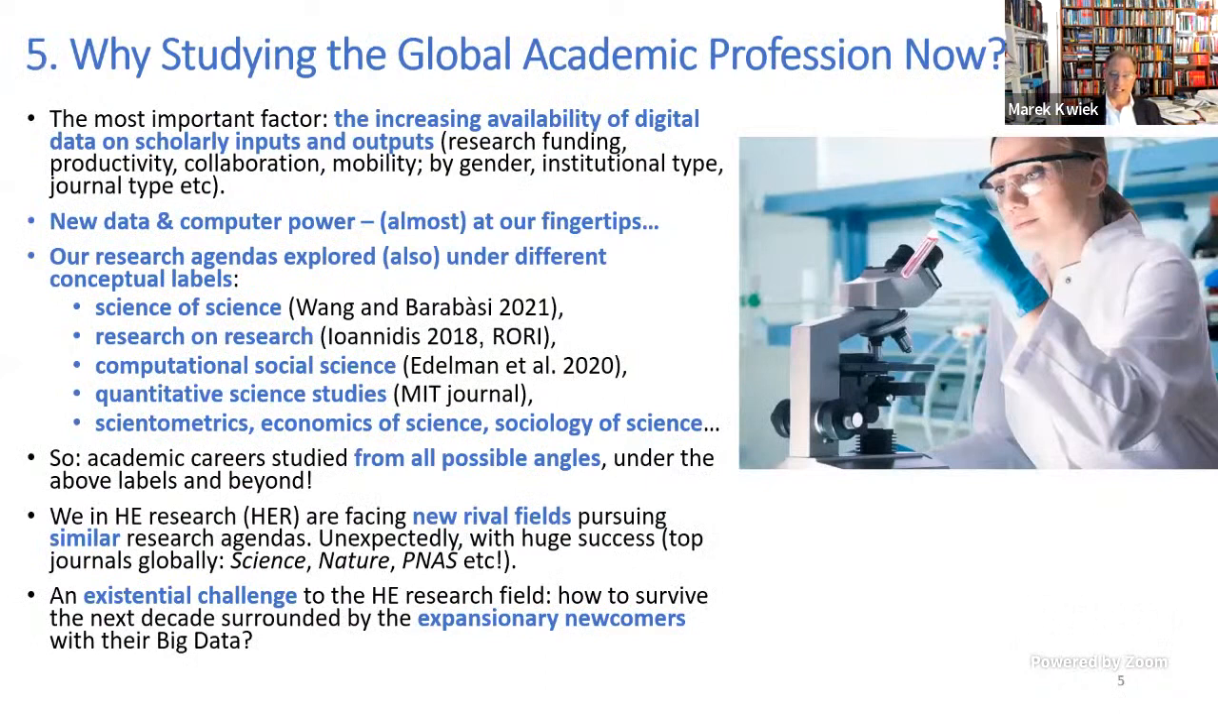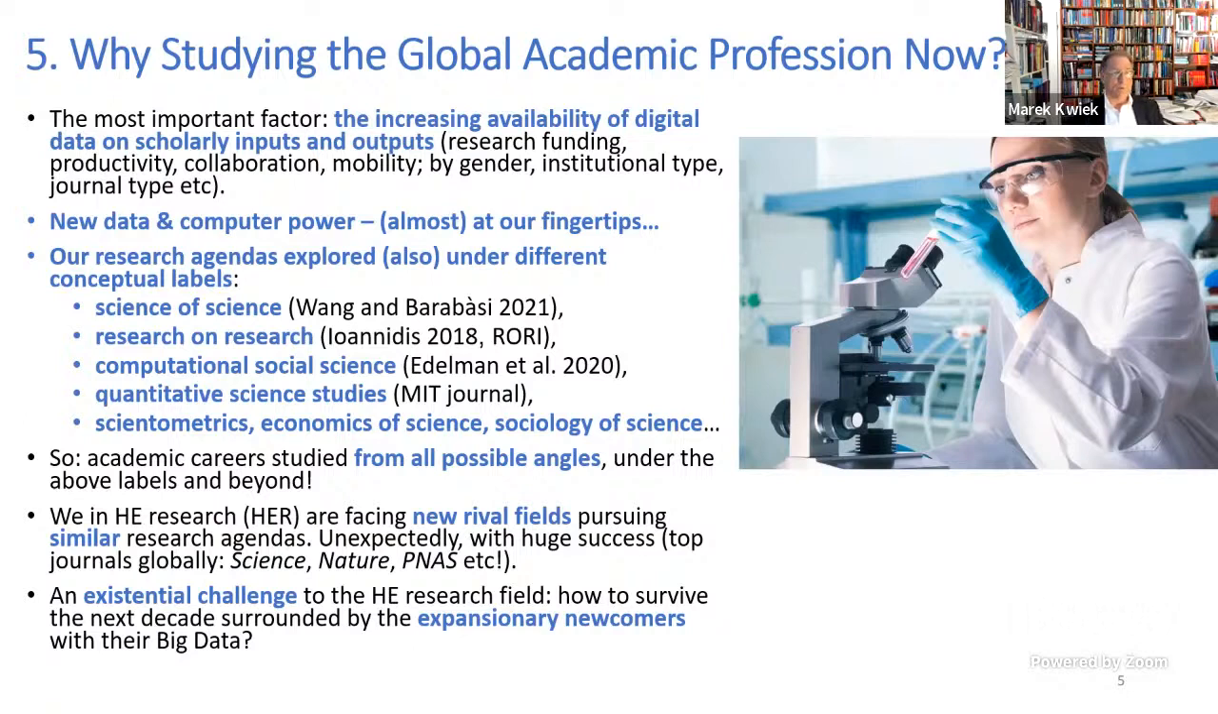Why study the global academic profession now? There's perhaps one most important factor: the availability of digital data on scholarly inputs and scholarly outputs. By these, I mean data about research funding, data about productivity, and, indirectly, data about collaboration, about mobility, et cetera. New data and computer power is almost at our fingertips, knowing certainly that "almost" does make a difference. It's almost available for many, and in many places, it's not.